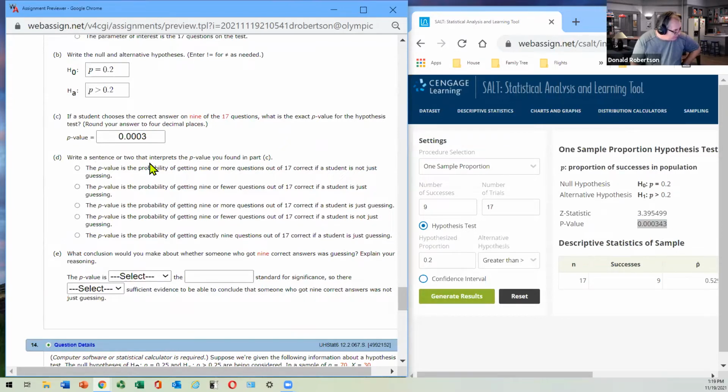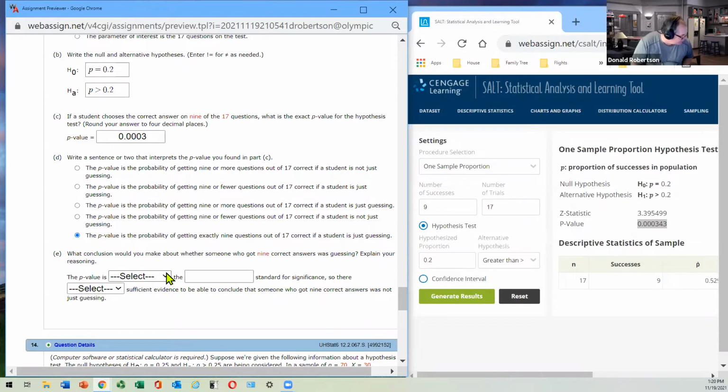Okay. Write a sentence or two interpreting the p-value. The p-value is the probability of you getting 9 out of 17 questions correct if a student is not guessing. Now that's actually the probability that you would get it if you were guessing. Isn't that the p-value? You're guessing. What's the chances that you got 9 out of 17 right? It'd be that fella there.